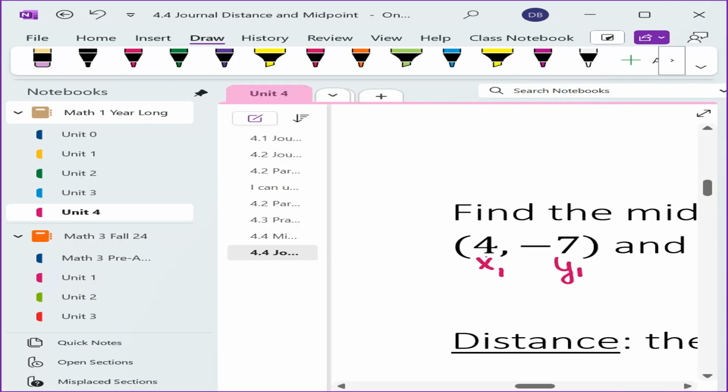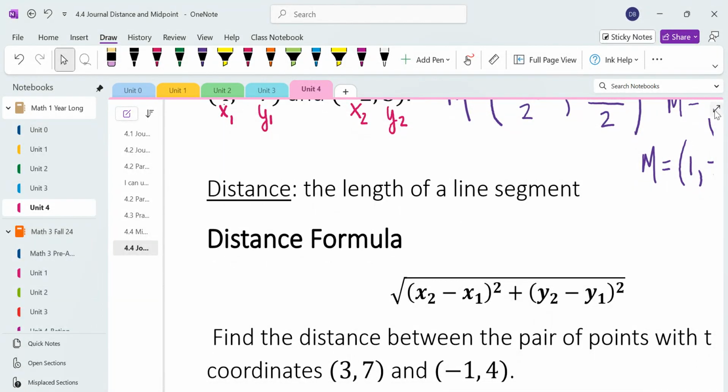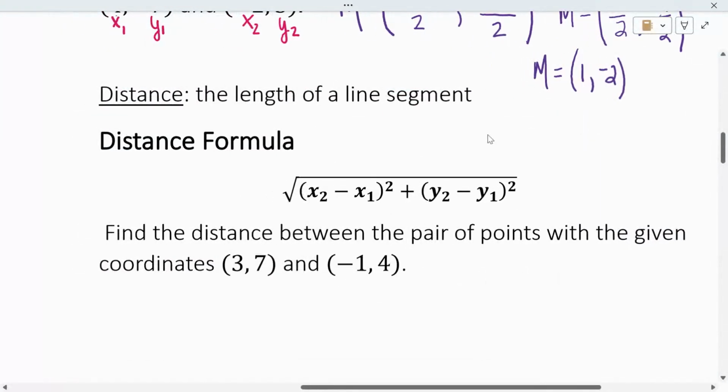All right, next one. The next question is a distance formula question. So the distance is the length of a line segment. That's what distance is. It's actually the length of a line segment. So the distance formula is the square root of the difference of the two x coordinates squared plus the difference of the two y coordinates squared.